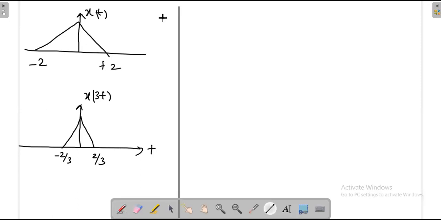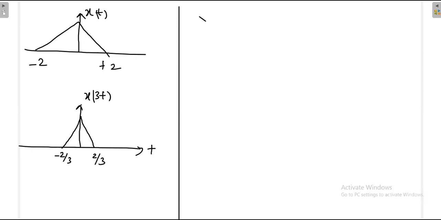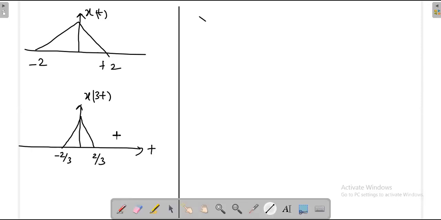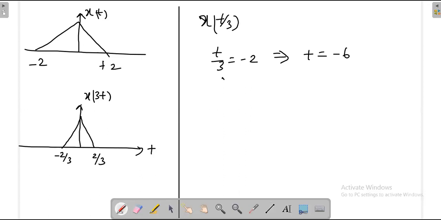Now for x of t by 3, I have to map this t by 3 with the existing values. If t by 3 is equal to minus 2, then t is equal to minus 6. Similarly, t by 3 equal to 0 gives t equal to 0. And t by 3 equal to plus 2 gives t equal to plus 6.